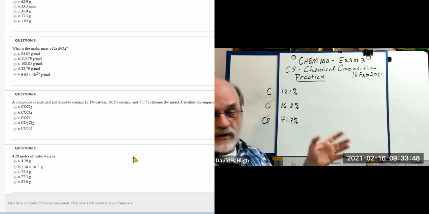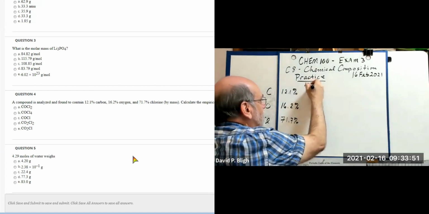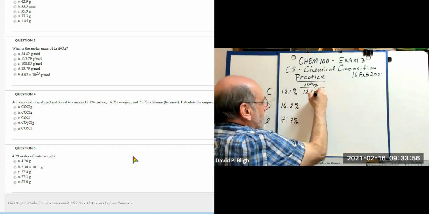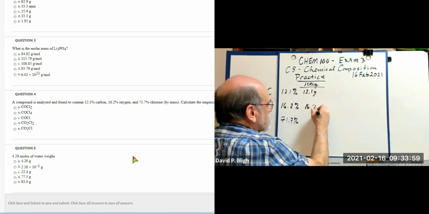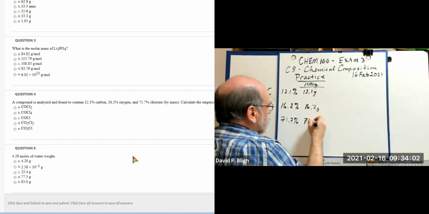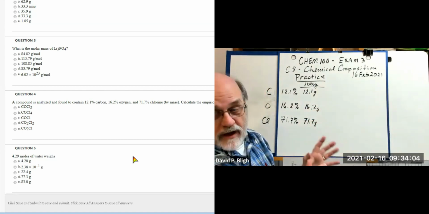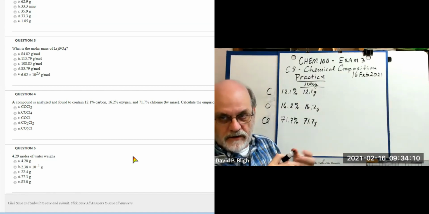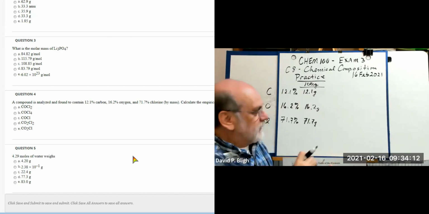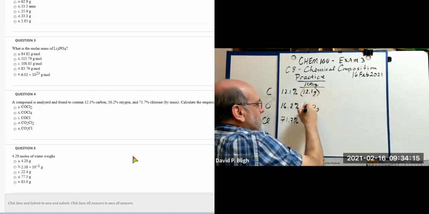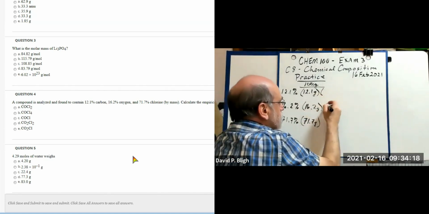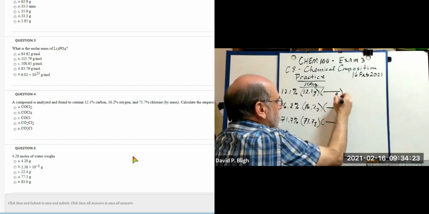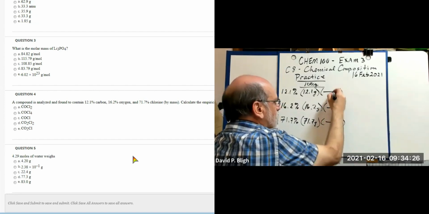So if we assume 100 grams of sample, then that makes this one 12.1 grams, 16.2 grams, and 71.7 grams. Now we can convert to moles because the empirical formula is a molar ratio. That's a ratio of numbers of atoms. So what we have to do is convert this to moles. Grams on the bottom, moles on the top.